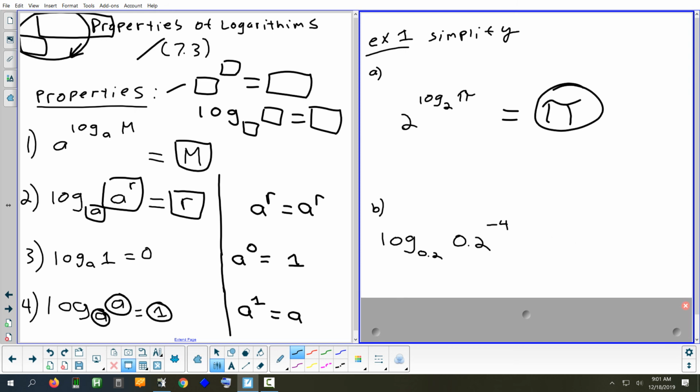Let's try this one. Log base 0.2 of 0.2 to the negative 4.